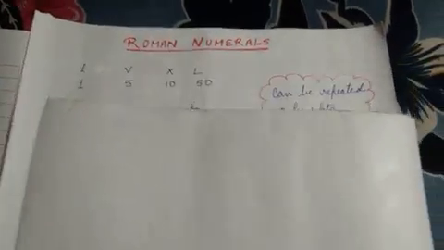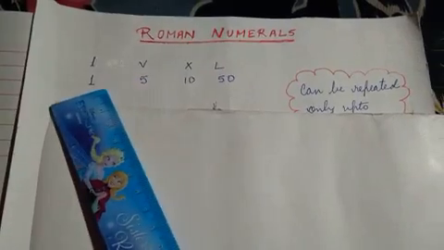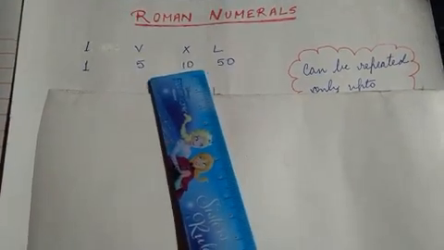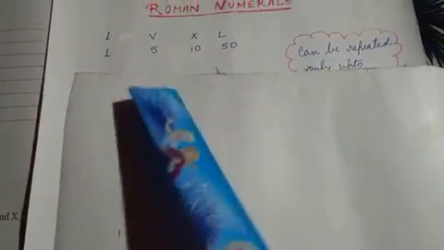So let us go ahead now. These are the basic signs which you are going to learn. That is I means 1, V means 5, X means 10, and L means 50. These are the basic signs we are going to learn now.